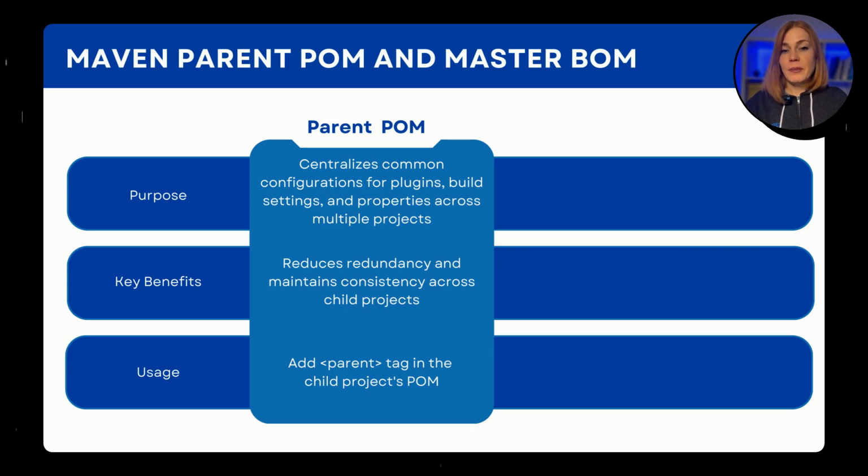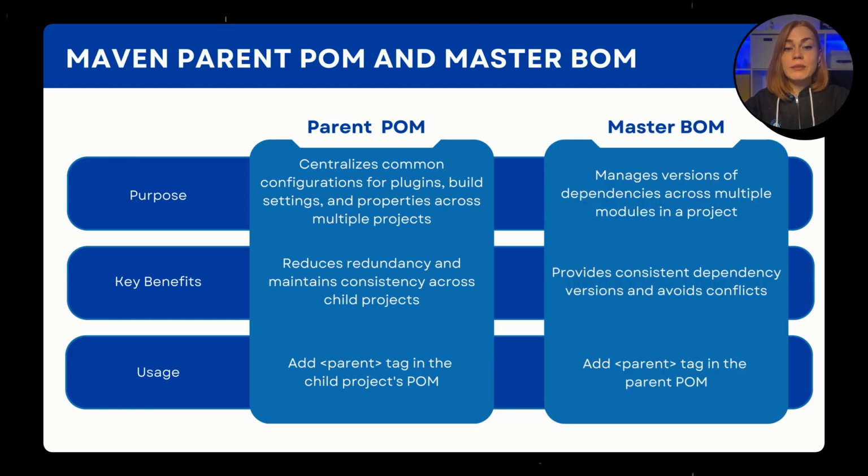The purpose: the Parent POM is used to centralize common configurations for plugins, build settings, and properties across multiple projects. Instead of duplicating this information in every project, you can define it once in the Parent POM. The key benefit is that this approach reduces redundancy and ensures consistency across all your child projects, saving time and preventing errors. To use a Parent POM, you simply add the parent tag in the child project's POM file, pointing it to the Parent POM.